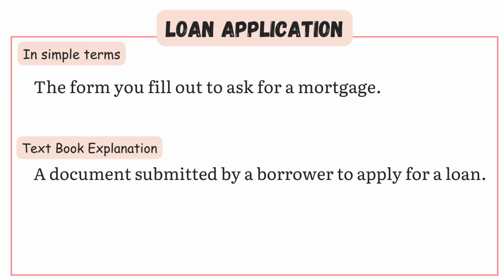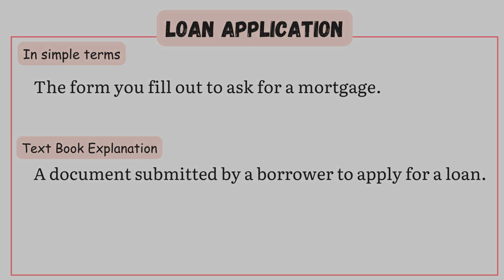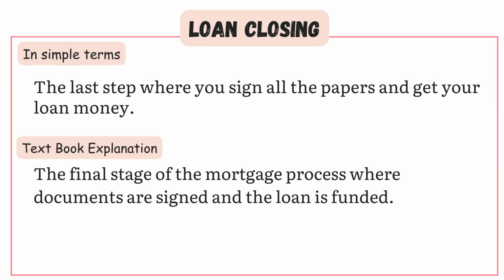Loan application. In simple terms, it is the form you fill out to ask for a mortgage. As per textbook definition, loan application is a document submitted by a borrower to apply for a loan. Loan closing. In simple terms, it is the last step where you sign all the papers and get your loan money. As per textbook definition, loan closing is the final stage of the mortgage process where documents are signed and the loan is funded.